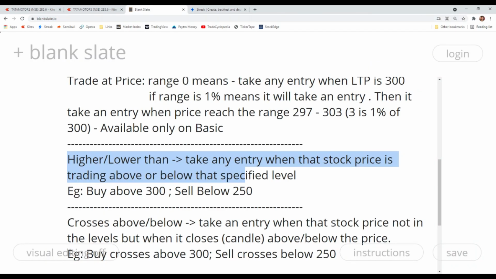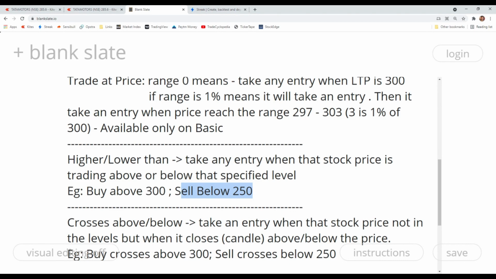This would be the next condition, higher or lower than. So I have a different scenario, because I analyze the Tata Motors chart, let's say for example, and I have a bullish view above 300, and a bearish view below 250. This is just for a demonstration purpose. There is no technical analysis involved in this one. I just took a round figure.